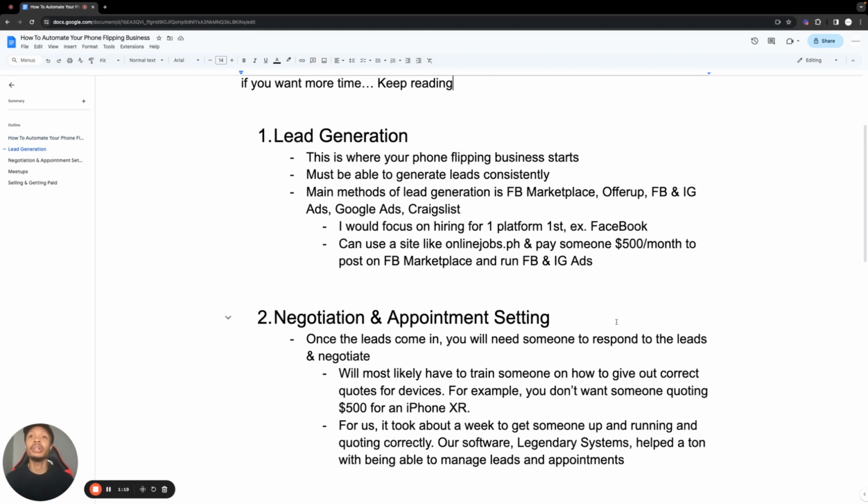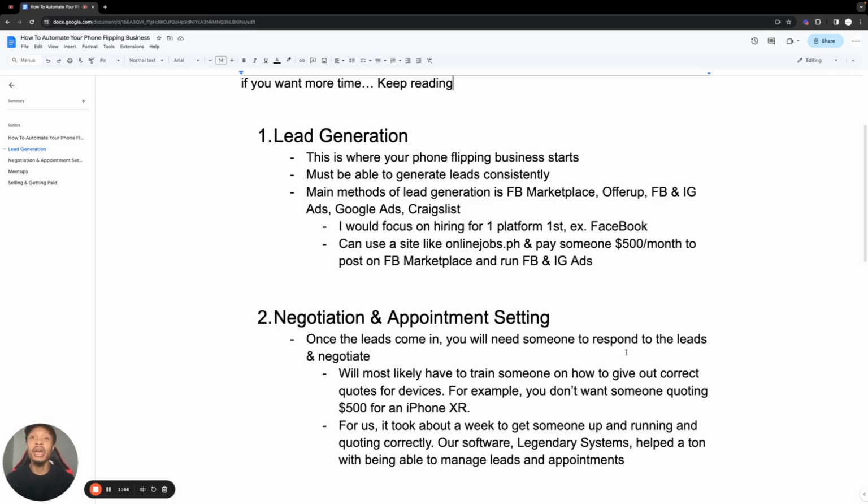The second part would be the negotiation and appointment setting. So, of course, once the leads start to come in, let's say you wake up and you've got 10 leads, you will need someone to respond to the leads, right, and actually negotiate and give out offers. So with this part, you're most likely going to have to train someone because, of course, you don't want someone giving out the wrong offers. There are different ways of doing this.